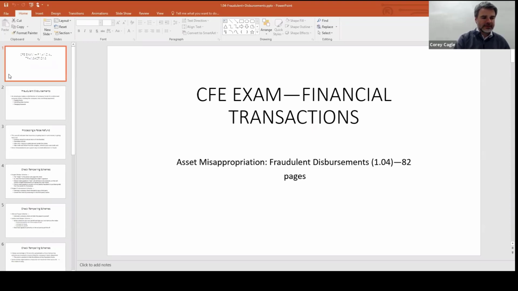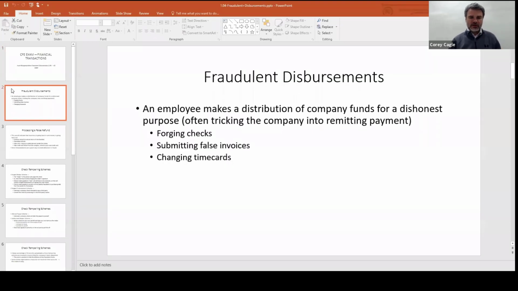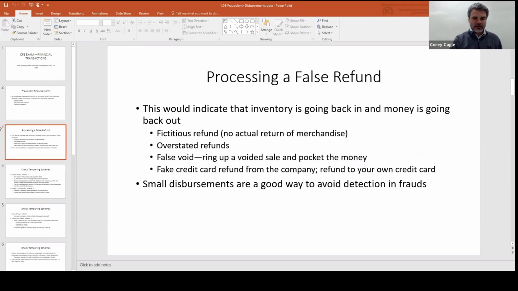So let's see what we got. We already kind of talked about that. So, register disbursements, cash registers. How could we pay ourselves from the cash register? So that's kind of where they start.